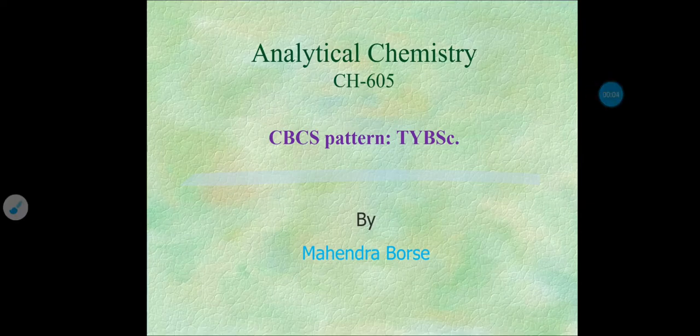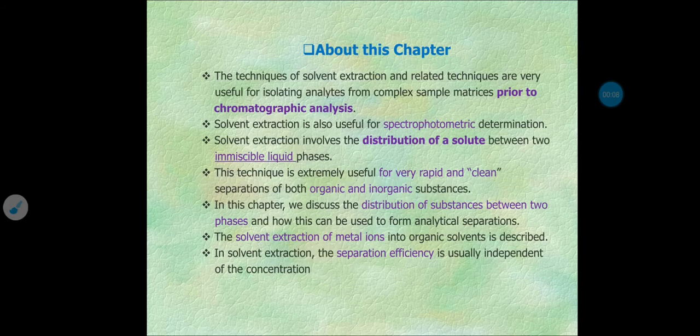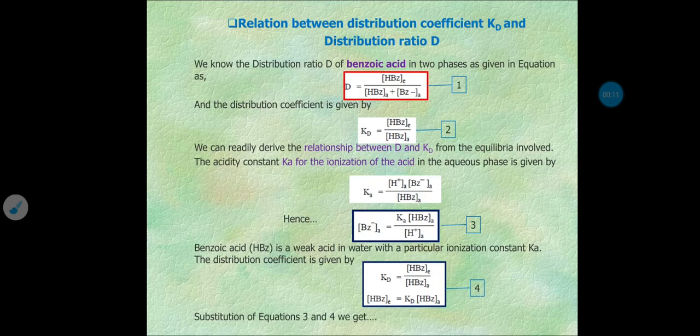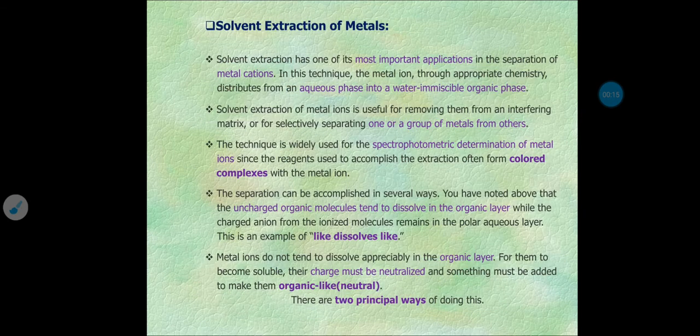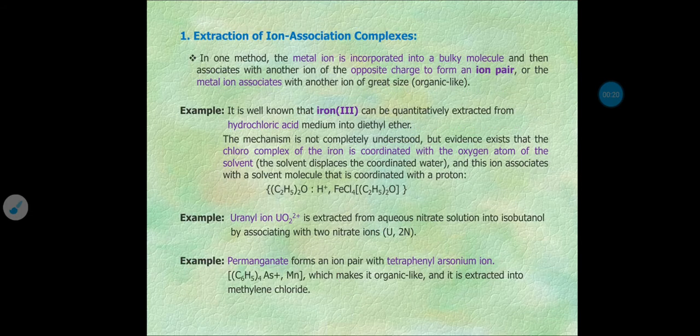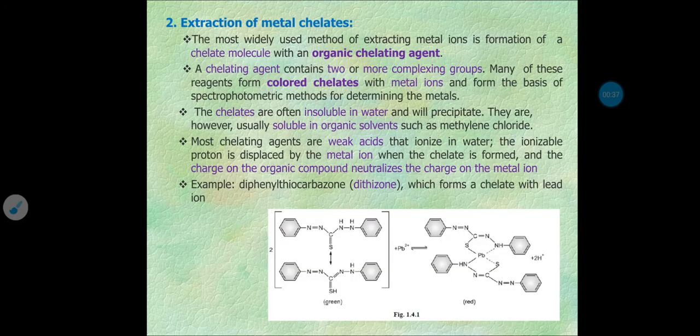Good morning, students. In our previous lecture, we discussed the extraction of metal ions. The extraction of metal ions is possible by two simple techniques: formation of an ion association complex, and metal chelate formation, in order to neutralize the metal ion, which will then be extracted into the organic layer using the solvent extraction technique.